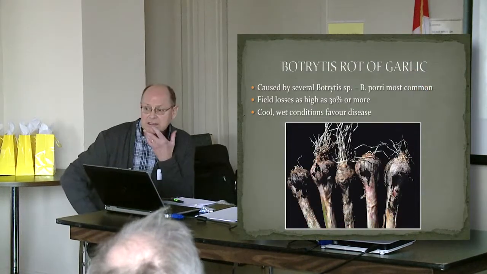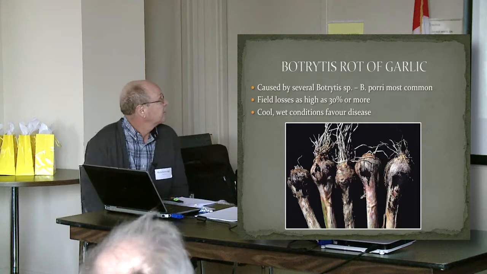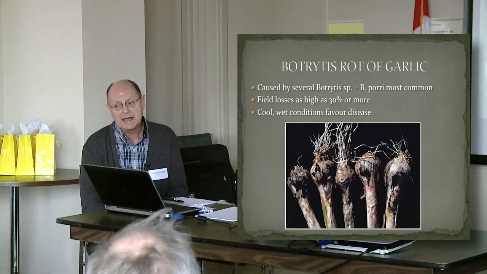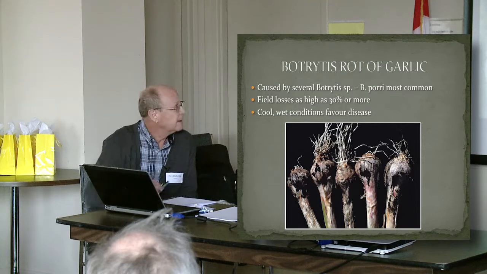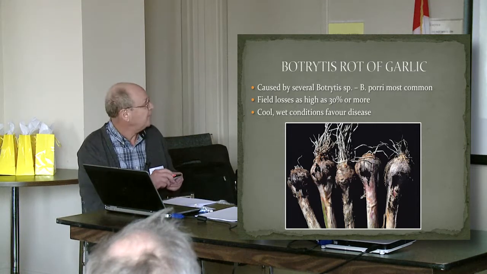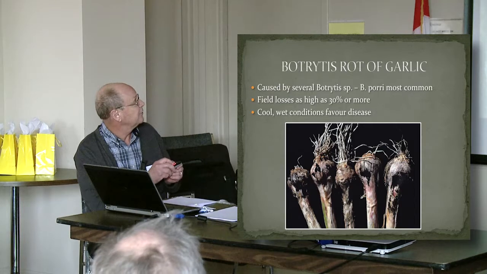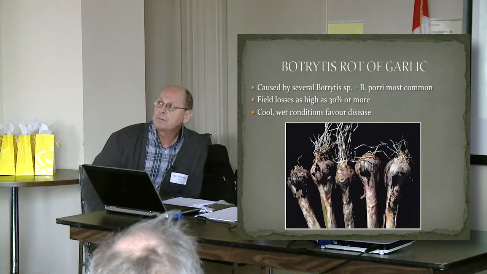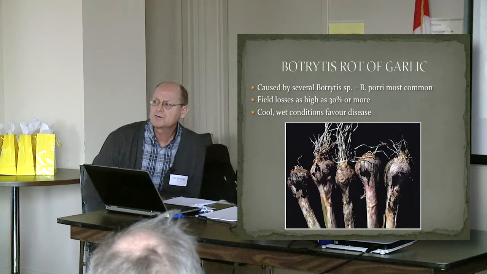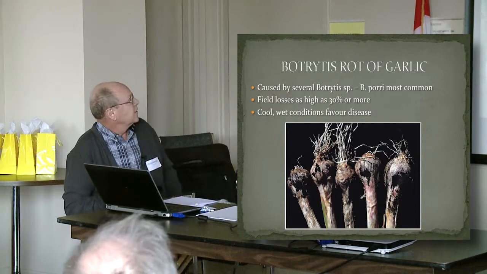Okay, the next disease, as I mentioned, is Botrytis rot of garlic. It again is caused by a number of Botrytis species. The most important one causes this type of decay here. It's caused by Botrytis porri. We found Botrytis porri probably 10 or 15 years ago in Nova Scotia, and now it's very common.